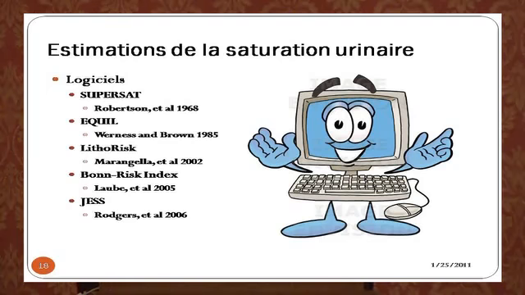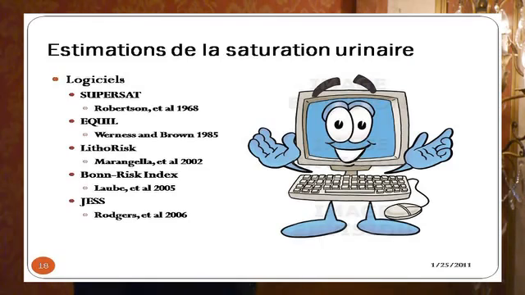The most commonly used one in human and actually veterinary medicine is EQUIL, and that is the computer program that most people use. There are others, such as SUPERSAT, which is the one that's first listed. And actually in human medicine, there are other computer programs that are used. So we're going to talk about our 2 techniques for estimating urine saturation.